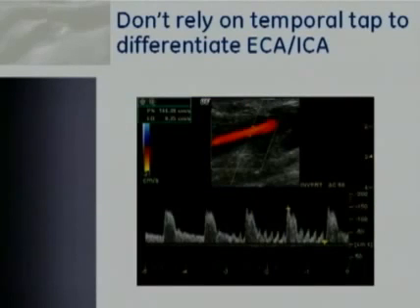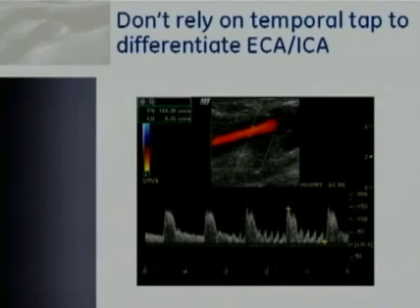So how do we differentiate between the internal and the external? It's better to look at position. Internal is more posterolateral, external is more anterior medial. It's better to look at the waveforms. The internal is low resistance, the external is higher resistance, and look for branches. The internal gives off no branches in the neck, the external gives off multiple branches. The best way to look for ECA branches is a transverse sweep through the ECA.